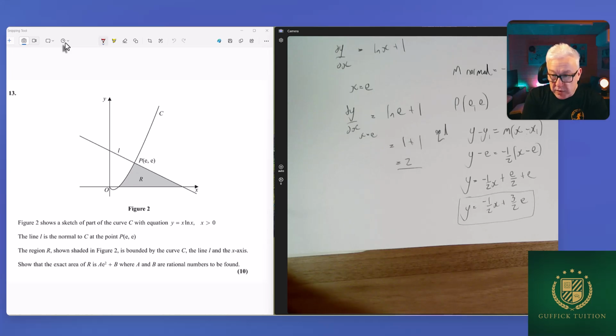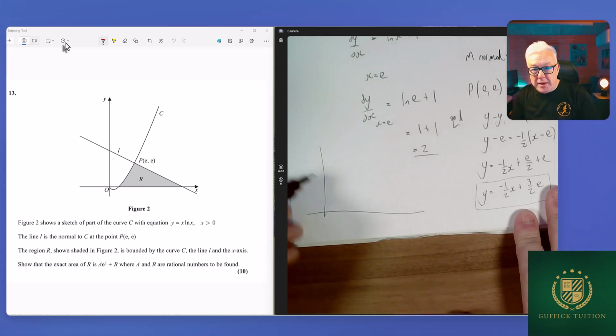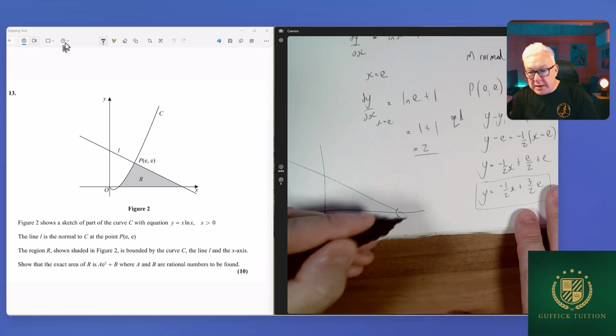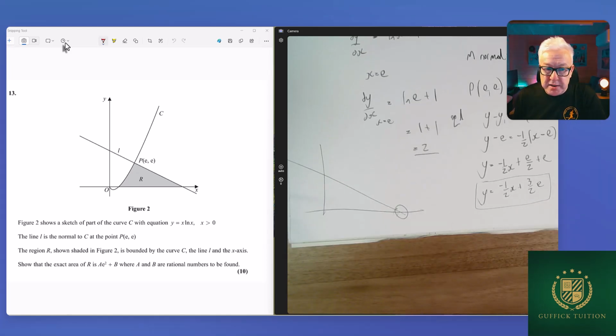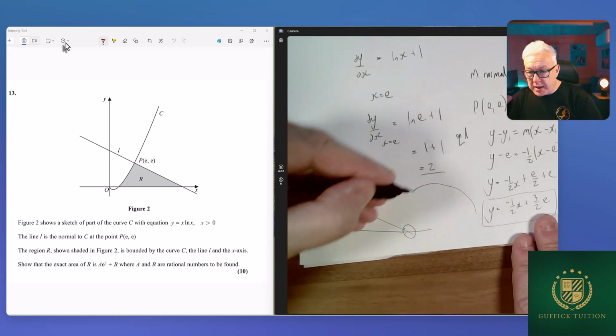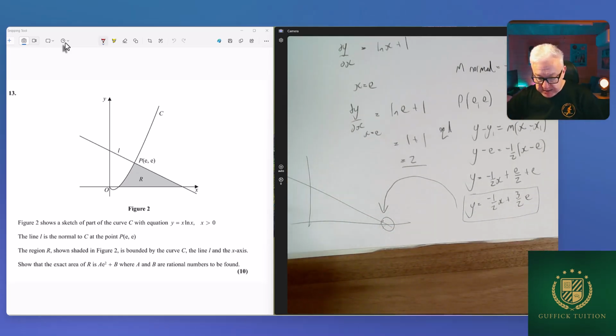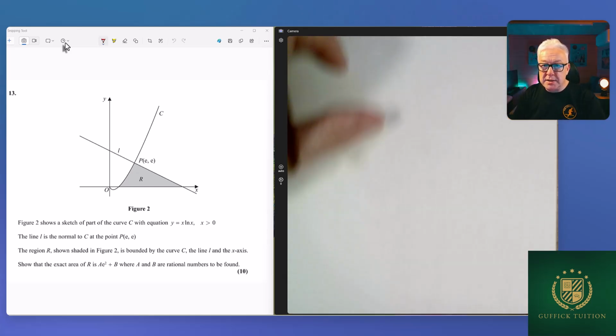Now, why did we need to find the equation of the normal, you may ask? We needed it because we needed to know where this line L intersects the x-axis, because that's going to be really important for finding the area underneath the whole curve. So being as we're here, we may as well do that next. Let's see, where does our line L intersect the x-axis? Well, something intersects the x-axis when y is 0.